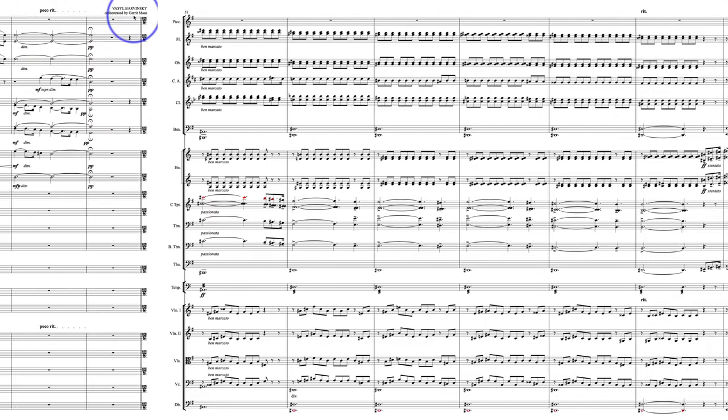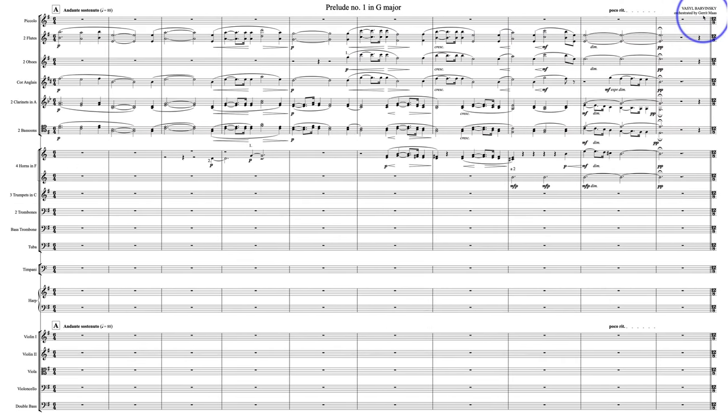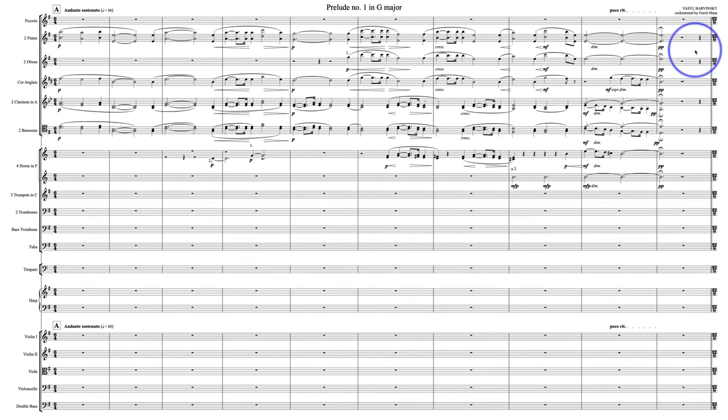Great work, Gerrit. This is really nicely done. I really love the way that you progress the texture across all of the sections, and you brought new life and meaning to each of the restatements.